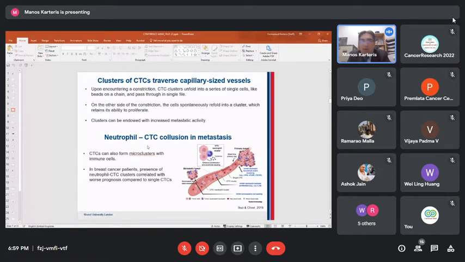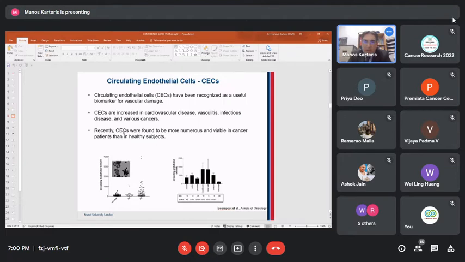As I mentioned, there is a great variety to this. There can be clusters that can traverse through capillary-sized vessels. They can go into the blood vessel in single file and then come out as a cluster. You also have these complexes with neutrophils. Again, the exact role of these neutrophil CTC clusters is still under investigation. However, in breast cancer patients, it has been shown that the presence of neutrophils along with circulating tumor cells correlates with worse prognosis.